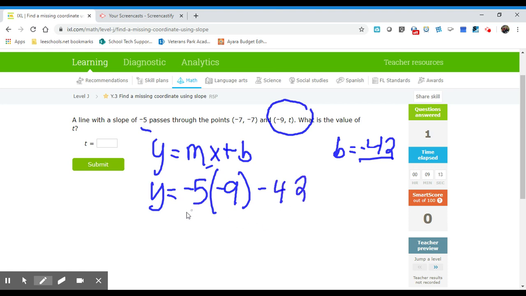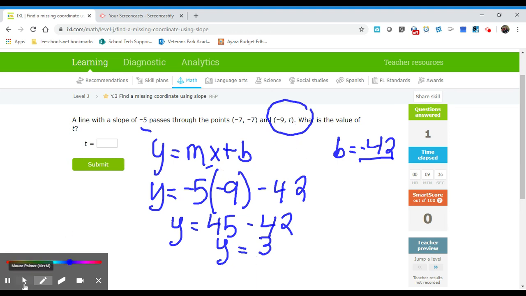We could solve this out. -5 times -9 is +45, because a negative times a negative is positive, minus 42, and 45 minus 42 equals 3. So y equals 3. T is y, so we solved our answer here. We got our answer, so our answer is 3.